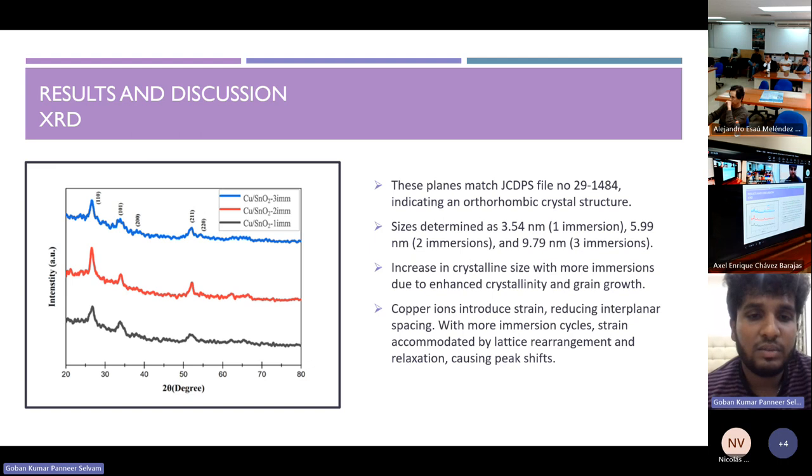The crystallinity increases with more immersions due to enhanced crystalline and grain growth. Copper ions introduced strain, reducing interplanar spacing with more immersion cycles. Strain accommodation by lattice rearrangement and relaxation causes a peak shift.